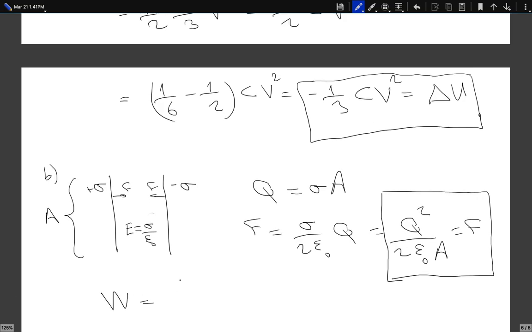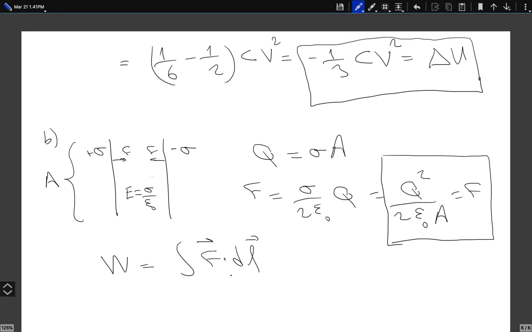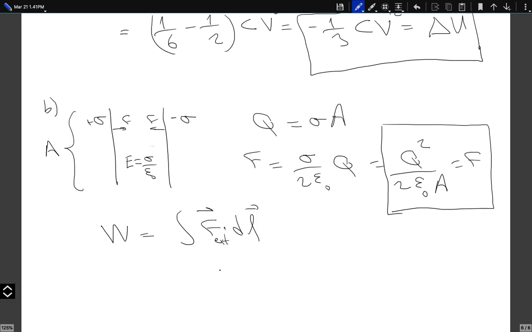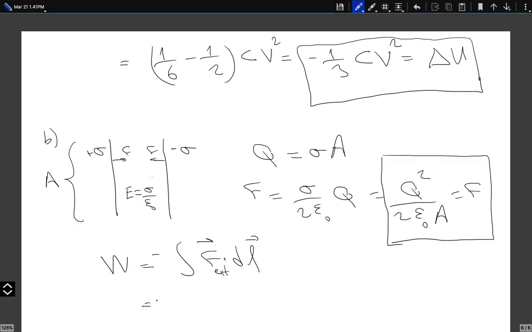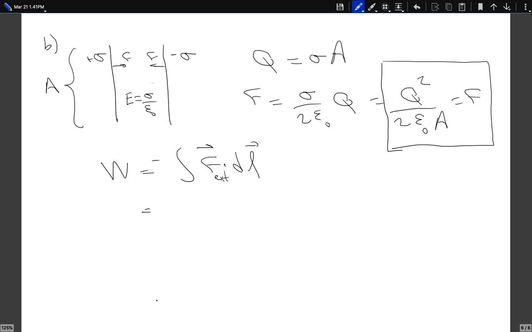Now, the work done is just the integral of the force F times dL. This is the external force that you are exerting. The external force and dL are both pointing in the same direction, so it's just F times dL. And the force, we just said, is Q squared over 2 epsilon 0 A times dL.